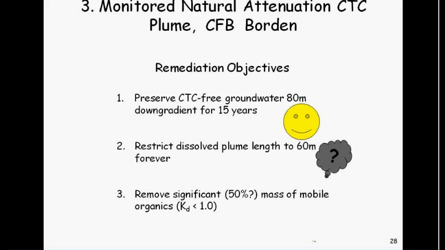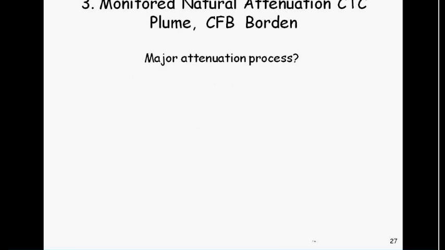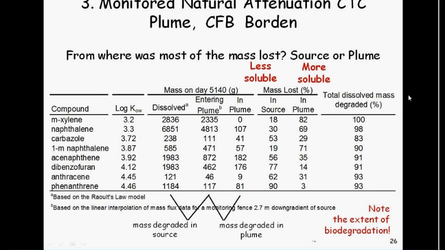Have we removed significant mass of these mobile chemicals? Well, that previous slide says yes. We've really removed almost all of the chemicals that got in the plume. But we're still not really comfortable about that 60 meters forever. So I think that, for us, it was a good learning. We didn't expect to see these sorts of mass declines.